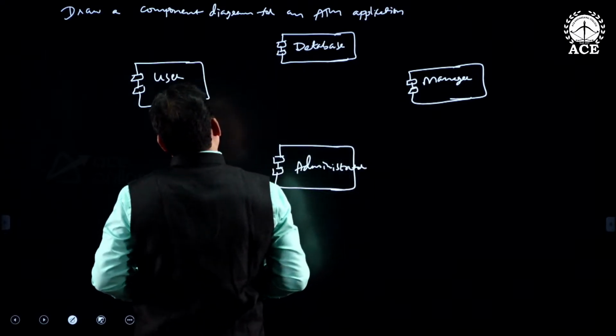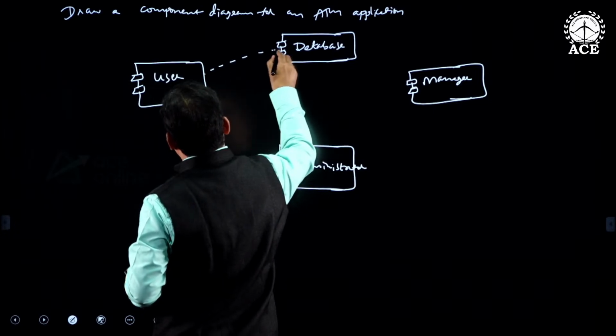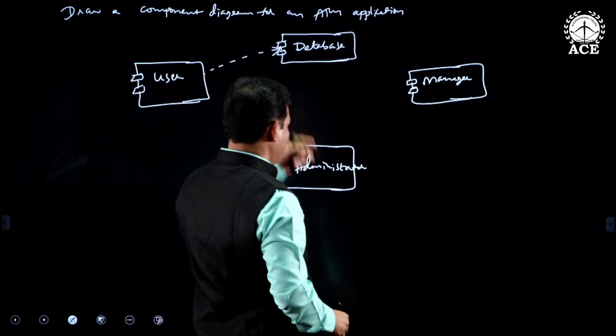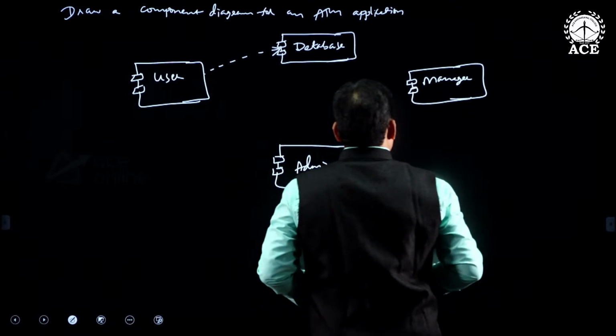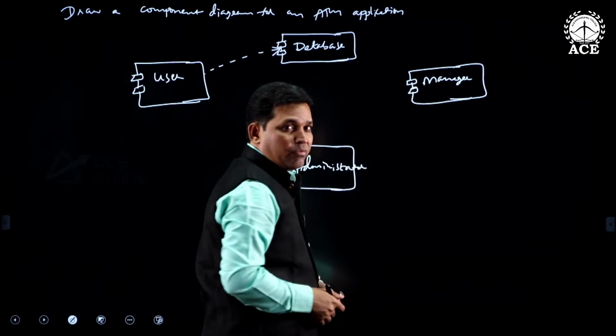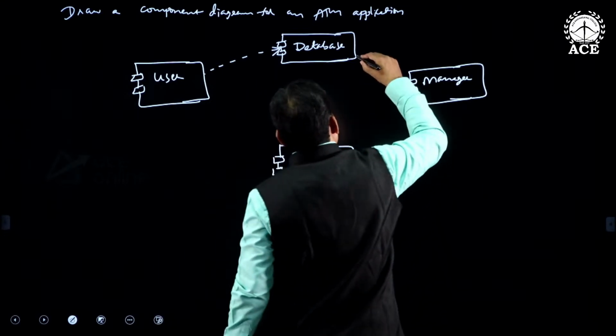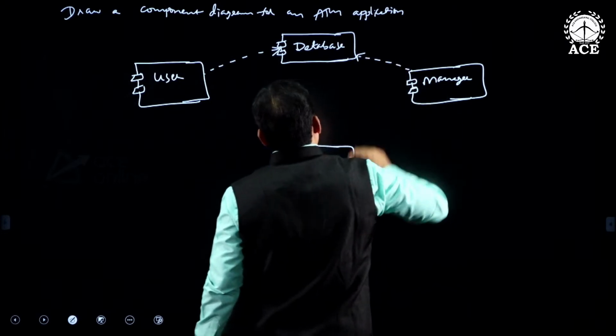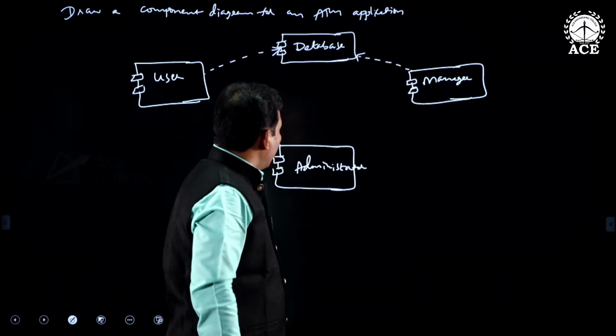Which component is depending on which component? User component is depending on database component. Dependency relationship, right? Manager and database. So these are 2 components. Which component is depending on which component here? Manager is a component which is depending on database component, right?